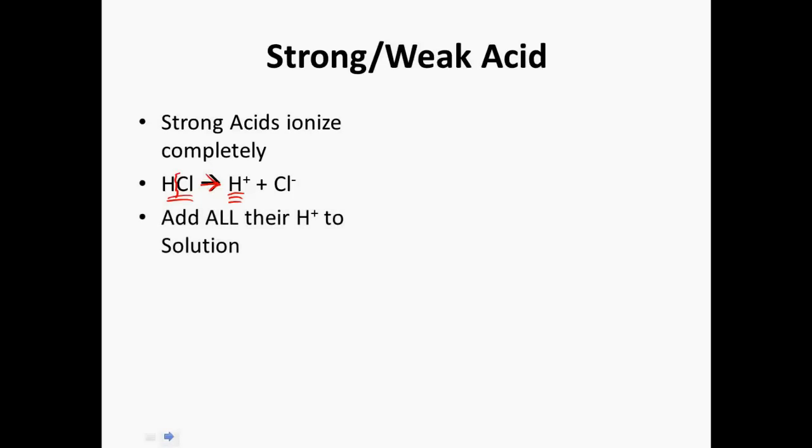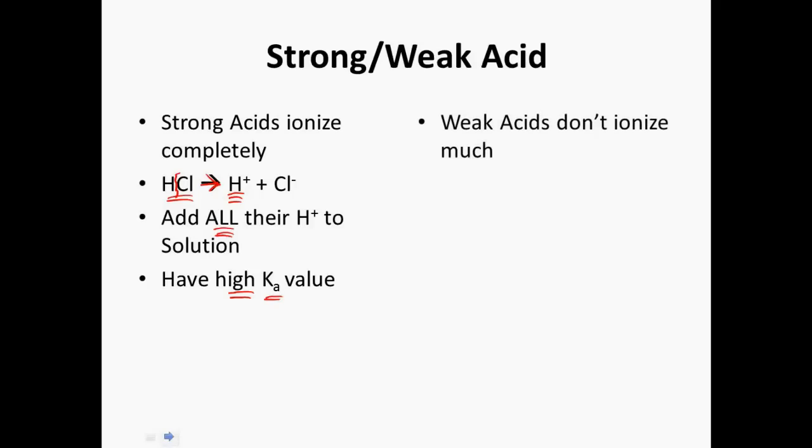And I want you to see that a strong acid adds all of their H pluses into solution. And when we look at the dissociation values, dissociation constant, Ka in this case, strong acids have high values. Now, strong and weak are kind of opposites, and that's what we're going to find here, is that a weak acid does not ionize much. It definitely doesn't ionize completely, and in fact, it ionizes very little to moderately.